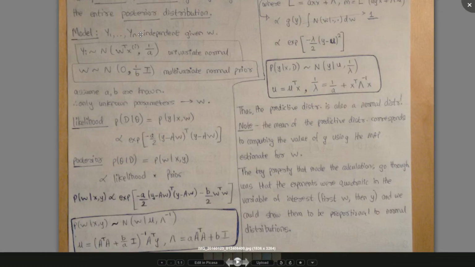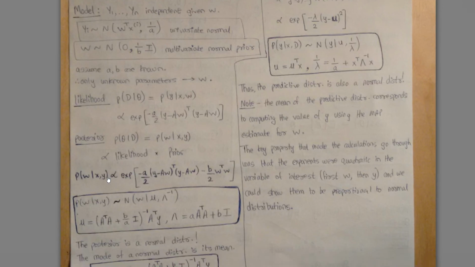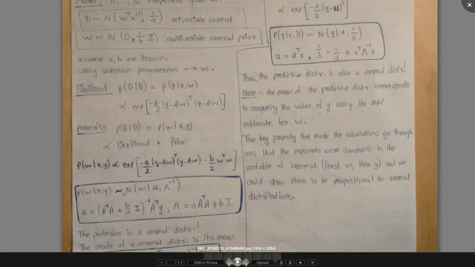And the likelihood is a normal distribution. The prior is a normal distribution. These two are conjugate priors for one another. So when we multiply them, we have a quadratic form of W in the likelihood and a quadratic form of W in the prior, and therefore the posterior also is a normal distribution with mean, as it turns out, A transpose A plus B by A identity matrix, inverse of that, A transpose Y, and the covariance matrix of the posterior is small a times A transpose A plus Bi.